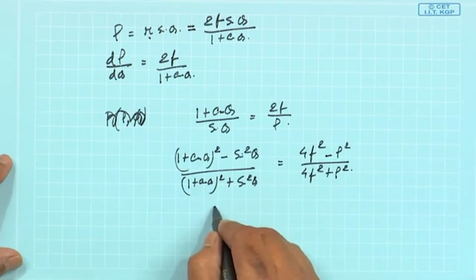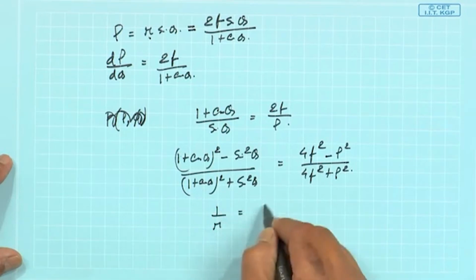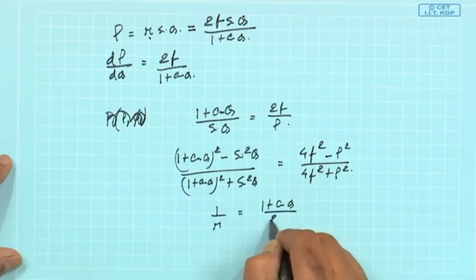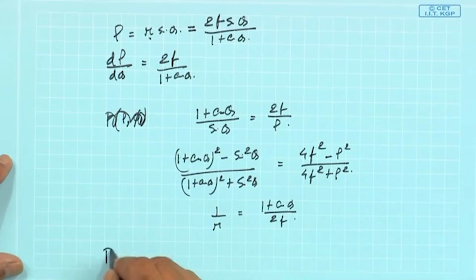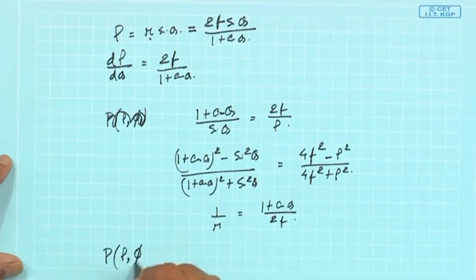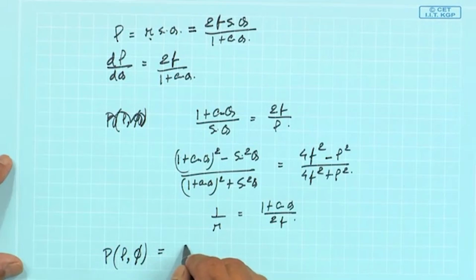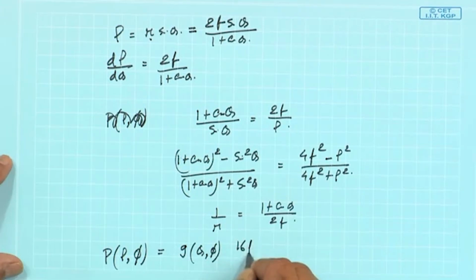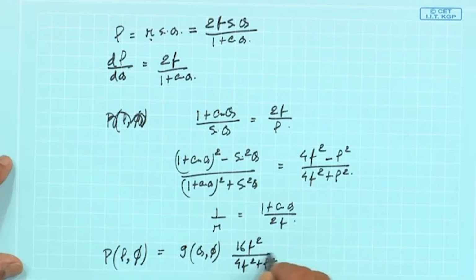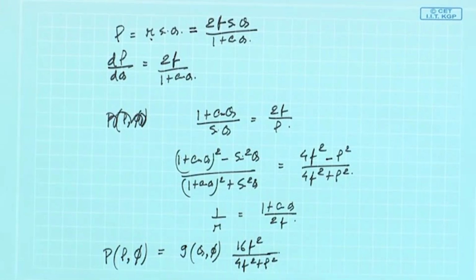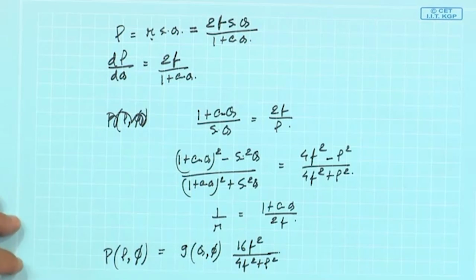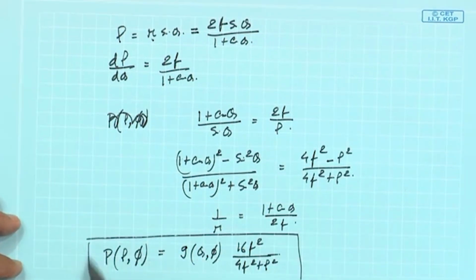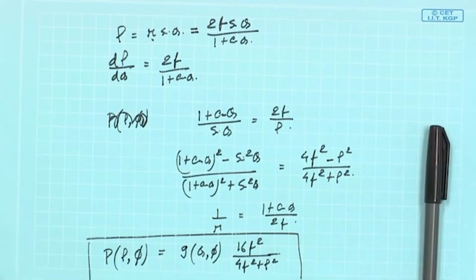Also we have that 1 by r is 1 plus cos theta by 2f. So all that if you put, finally I can write P rho phi is G theta phi times 16 f square by 4 f square plus rho square. So this is the expression I was finding out, that is, what is the power density at the aperture.